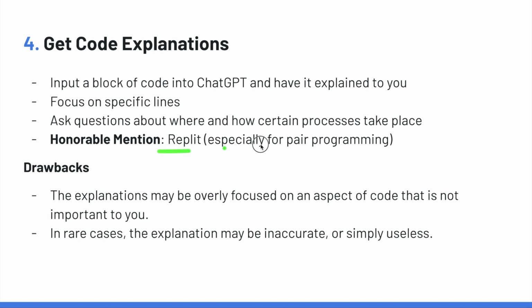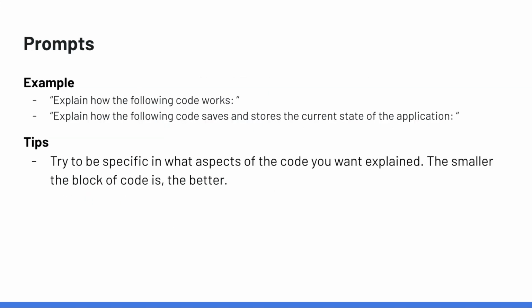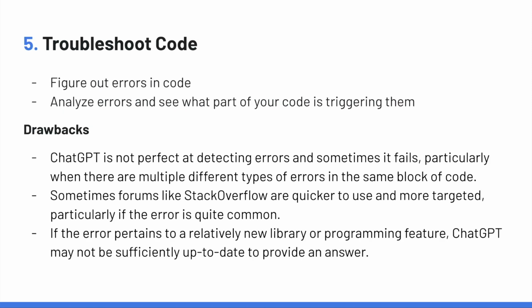I also want to mention Replit because Replit lets you do something similar in the sense that you can just click on lines of code and then you can get AI generated explanations of what they do. Now, as I said in this slideshow, there's some prompts. I'm not really going to go through those, but if you want to see some example prompts, you can check the link in the description, as well as some additional tips and some of the drawbacks of some of these different methods.